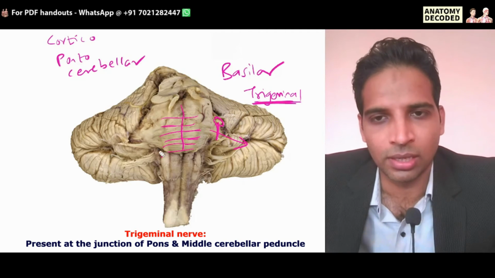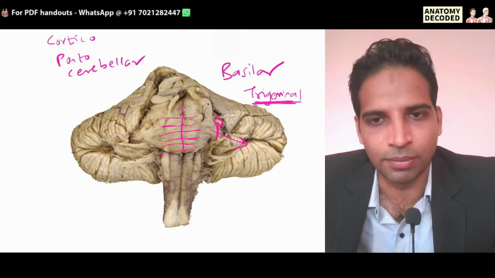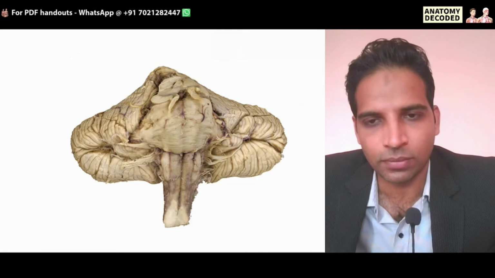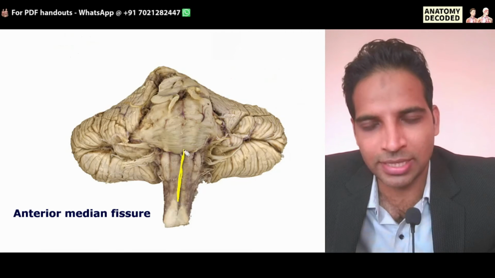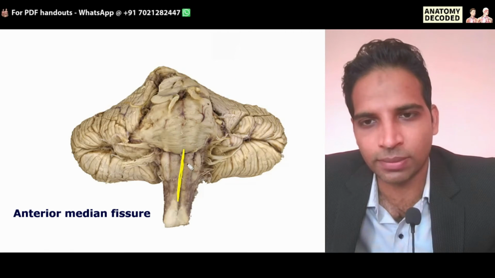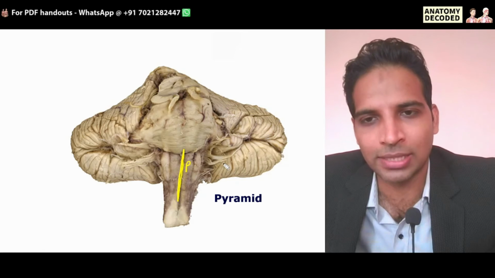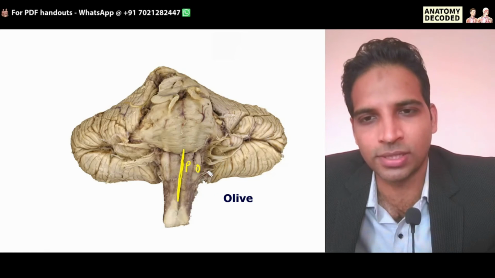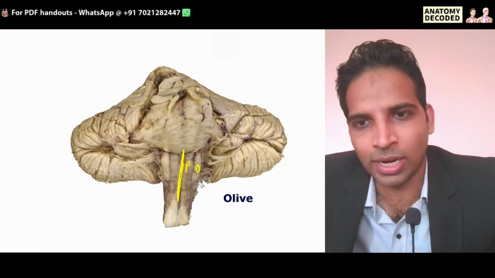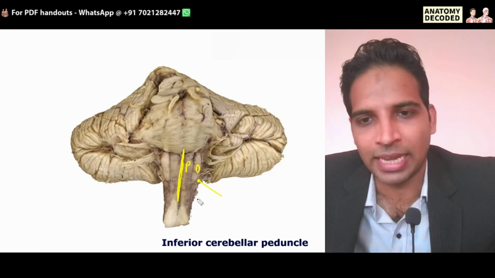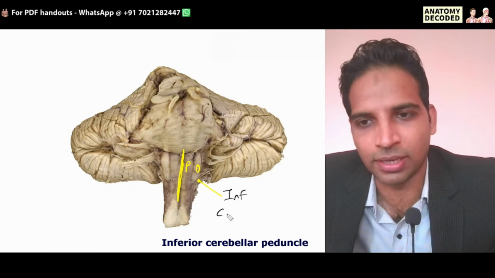Now let's look at the medulla oblongata. Anteriorly in the midline of the medulla oblongata there is the anterior median fissure. Just adjacent to it, there is an elevation called the pyramids. Lateral to it again, there is an elevation called the olives. And more lateral to it, there is a white matter that is referred to as the inferior cerebellar peduncle.